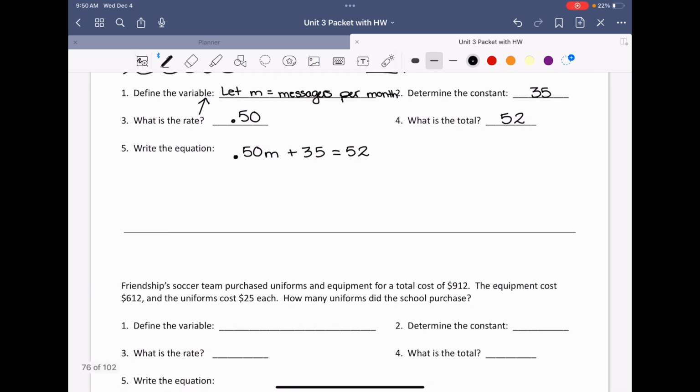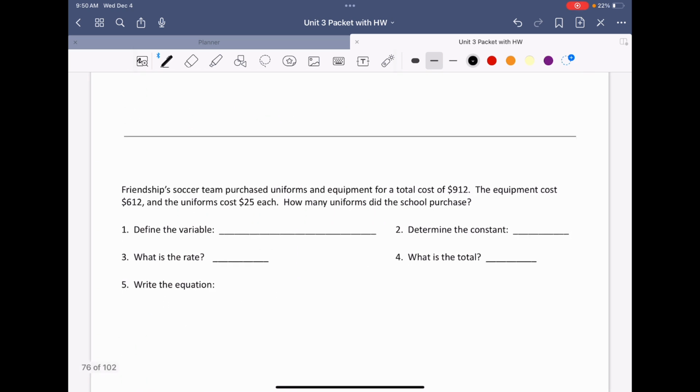Okay, go ahead and try the next one. It says Friendships Soccer Team purchased uniforms and equipment for a total cost of $912. The equipment costs $612, and the uniforms cost $25 each. How many uniforms did the school purchase? So go ahead and figure out all your different variables and your rate, your constant, all those things. Write your equation, and then go ahead and check when you're all set.